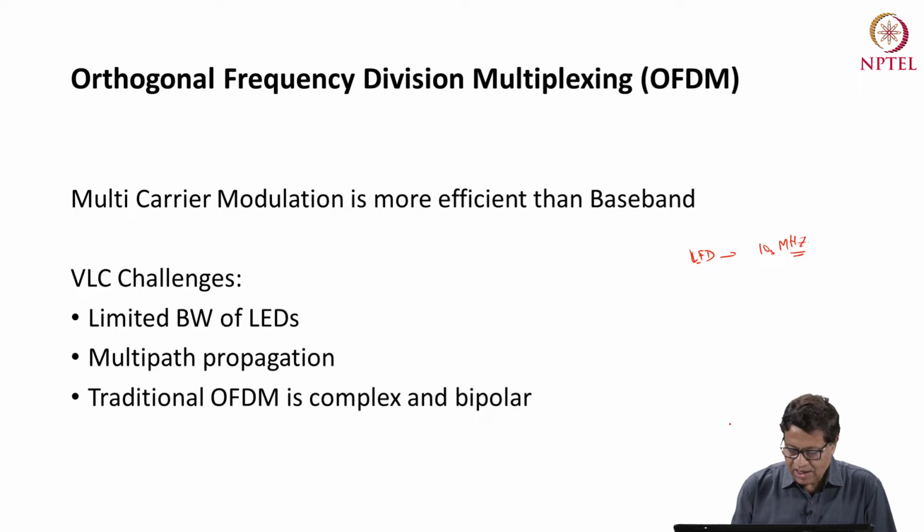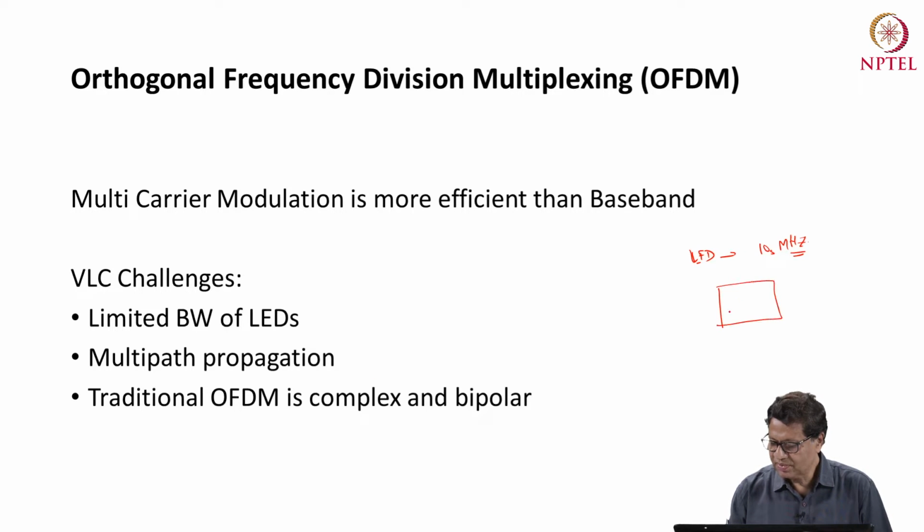And the other issue is that there is multipath propagation. If, for example, inside the room, this is your transmitter, this is your receiver, although the room is very small, you can have a line of sight component, you can have a non-line of sight component, you can have components after multiple reflections. So this results in some sort of delay spread, which limits your data rate. So because of this multipath propagation, there may be some compromise on the data rate.